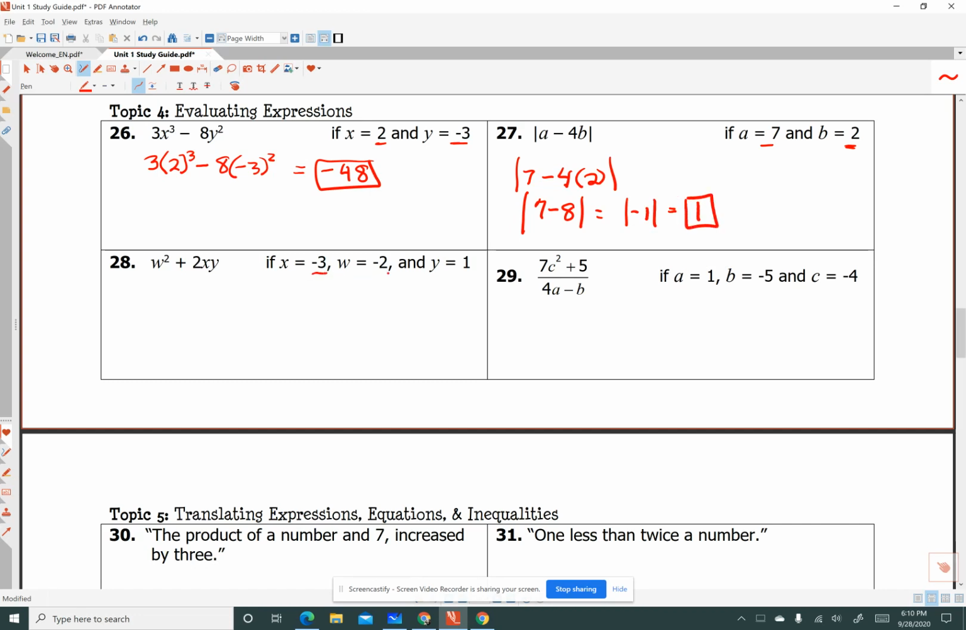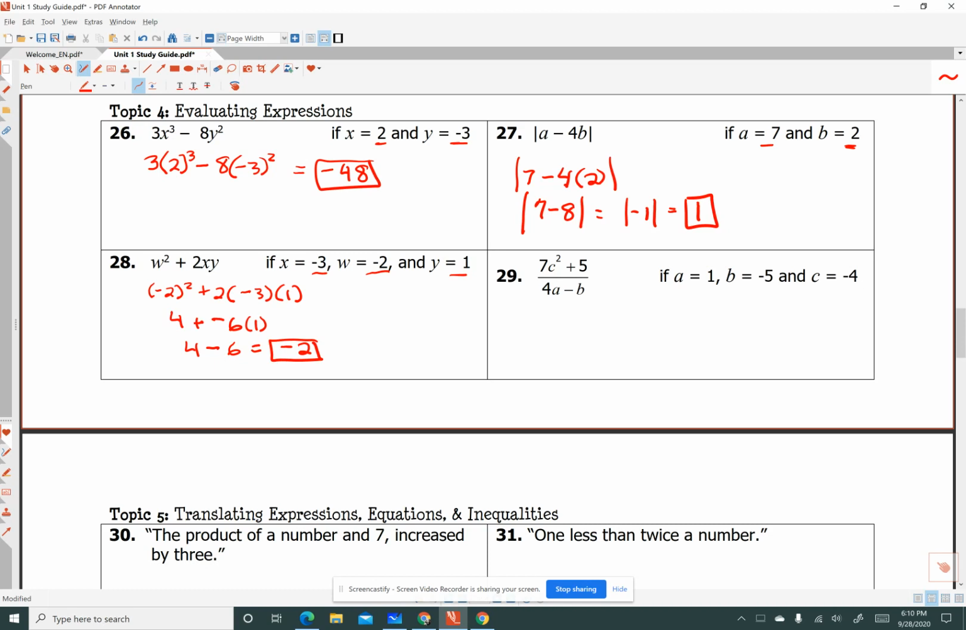Okay, here X is negative 3, W is negative 2, and Y is 1. So we've got negative 2 squared plus 2 times negative 3 times 1. Negative 2 squared is 4, plus 2 times negative 3 is negative 6, times 1. We can get rid of the positive sign there because this is really 4 minus 6, which equals negative 2.